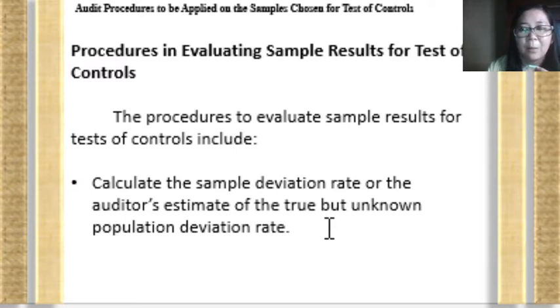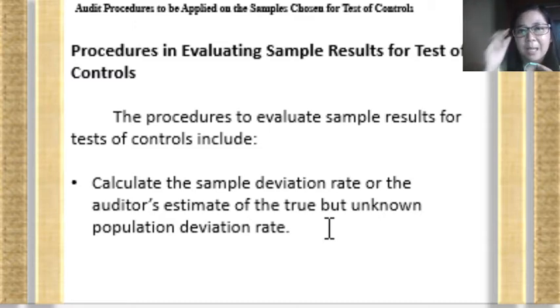Because, as we have mentioned before, whatever the result of the evaluation of the sample is will be inferred to the population as well. Meaning whatever the result of the sample is, that will also be the same result as if the auditor had evaluated the entire population.